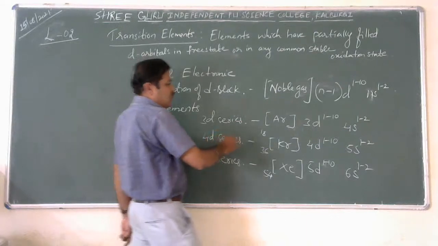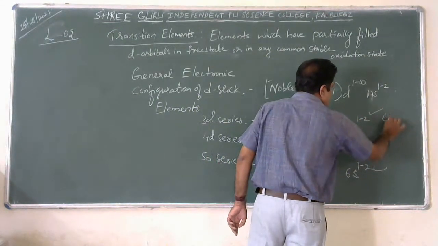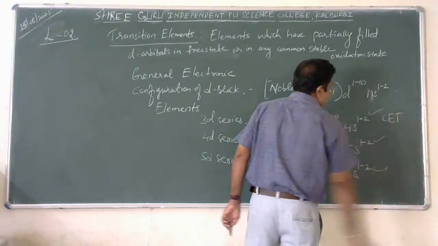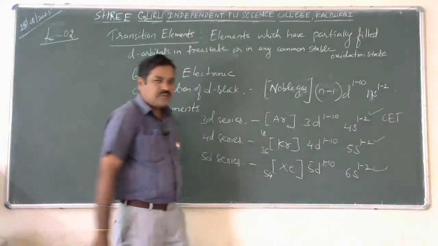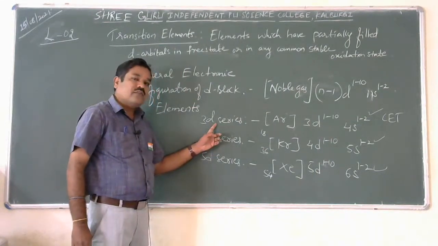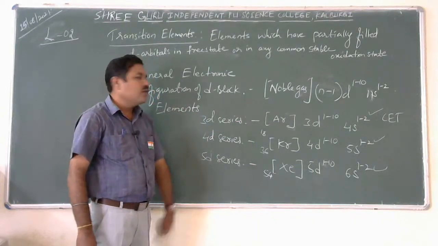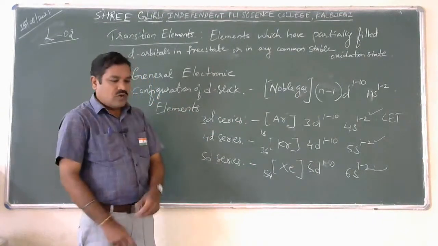These are very important, especially for CET, Karnataka CET. They have already asked this one. In Karnataka CET, they asked for the particular general electronic configuration for 3d, 4d, 5d. Remember. Now let us move on to the next part, students.